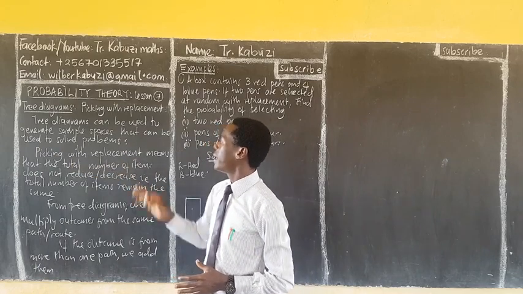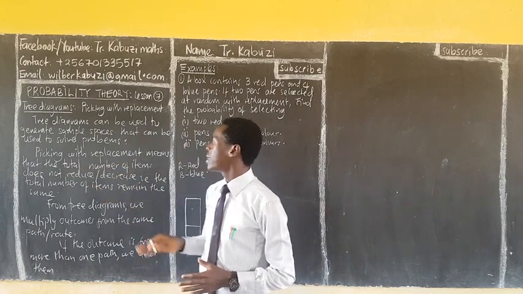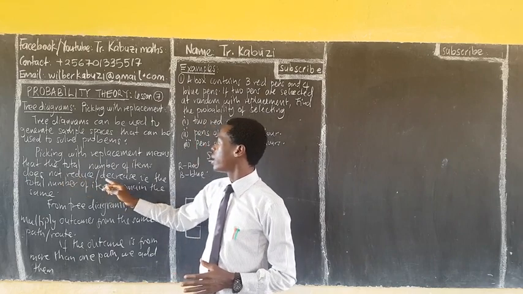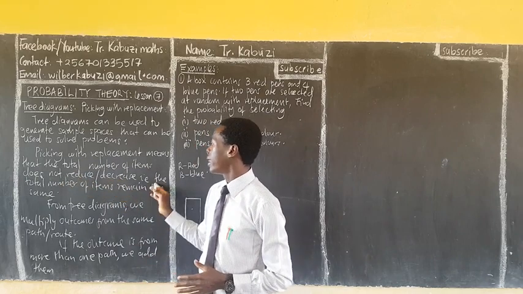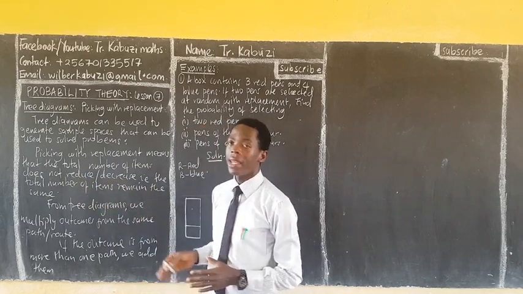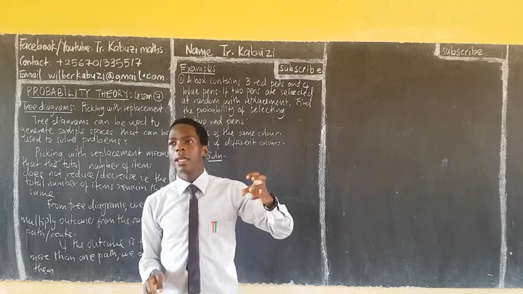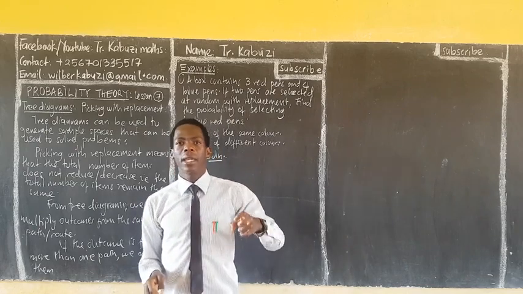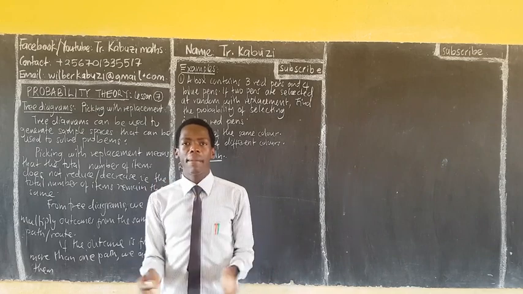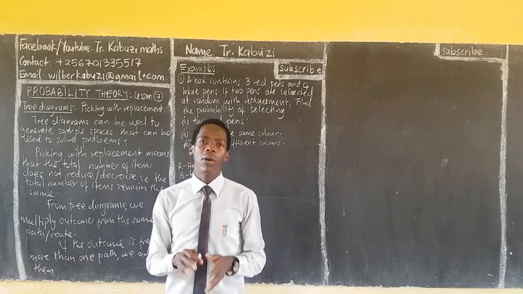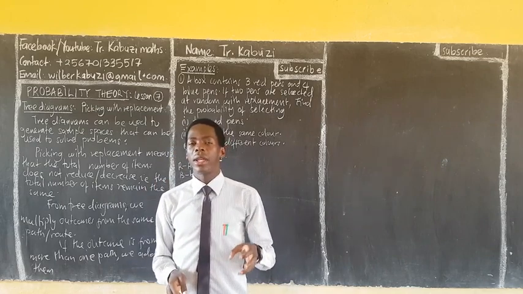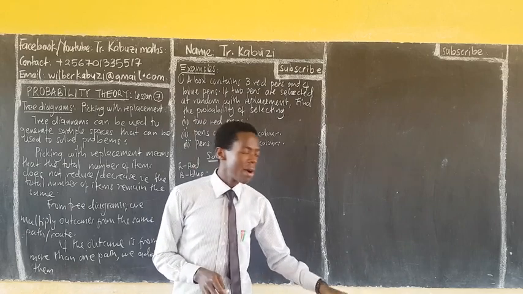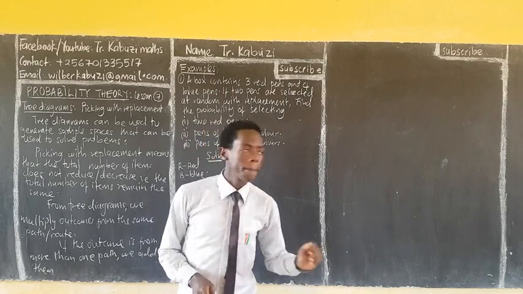Picking with replacement means that the total number of items does not increase or decrease, i.e., the total number of items remains the same. Why? Because what you pick, you put it back. So the number of items in the bag are not going to decrease. They are going to remain the same because what you take out, you put it back.